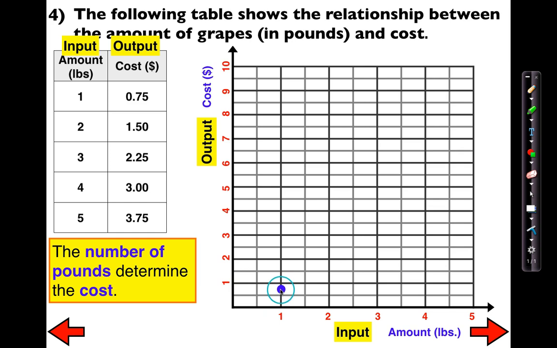So we're going to fill in our graph. For 1 pound, it's 75 cents, so it's slightly here. For 2 pounds, it's going to cost $1.50, which is going to be right here. For 3 pounds, it's going to cost $2.25, which is approximately here. For 4 pounds, it's going to cost $3. And then for 5 pounds, it's going to cost $3.75, which is approximately here. So if you draw that line, what you're going to notice is it is linear, which is perfect. It's a straight line, but it also goes through the origin. So because it met both requirements, this is a proportional relationship.